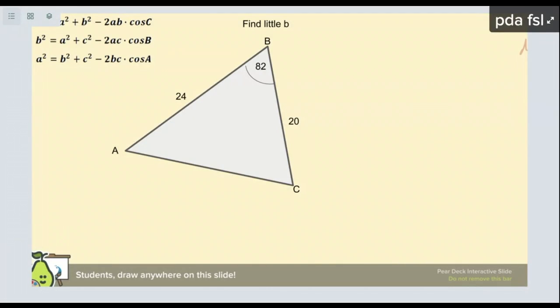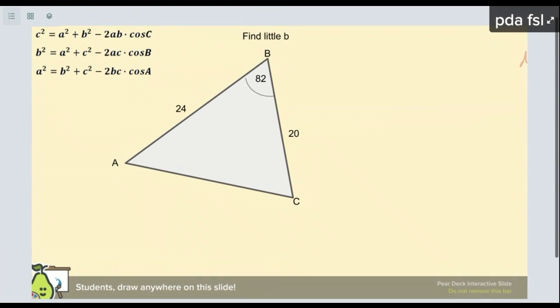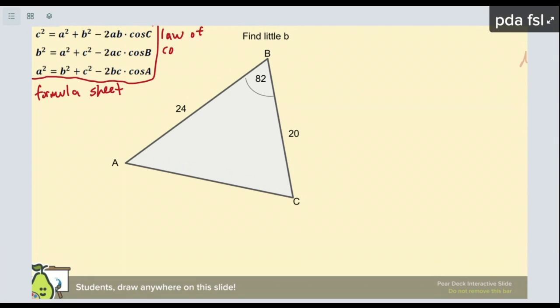Okay, now you have a triangle here. You'll notice in that top left corner, those are your formulas for law of cosines. They're technically the same formula, it just depends on which side you're looking for. Remember, all of this is in the formula sheet. You do not have to memorize this. This is law of cosines, because you see that's why there's cosines in it.